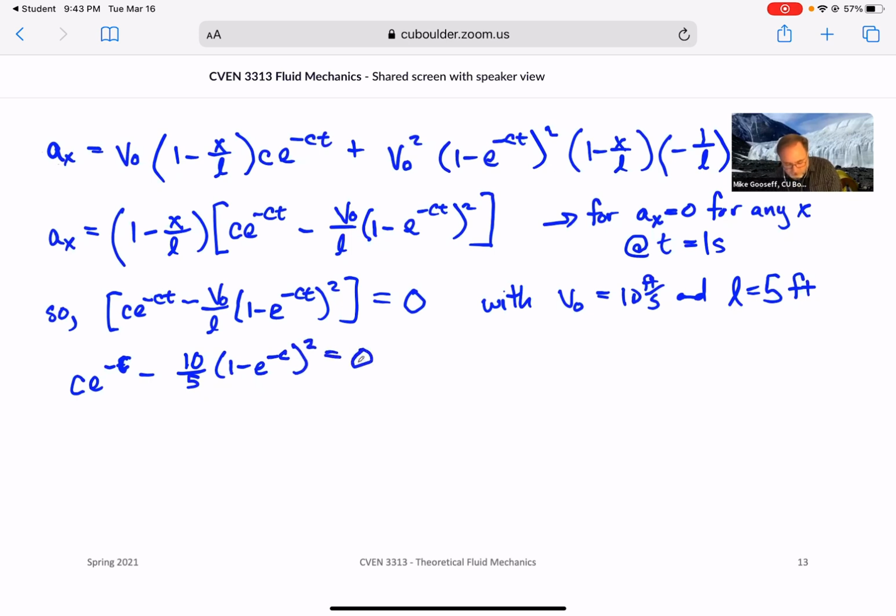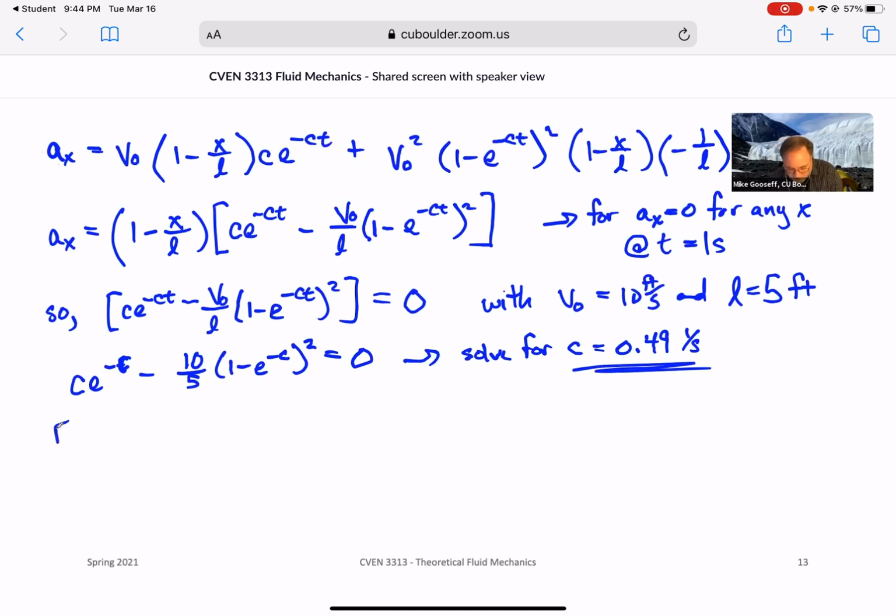And so we can solve for c being equal to 0.49, and the units end up being seconds to the minus 1. So I'm just going to put 1 over second. We could have 0.49 per second. So for the conditions of the local acceleration, that's the c that we were looking for.